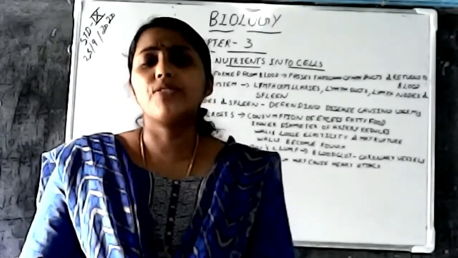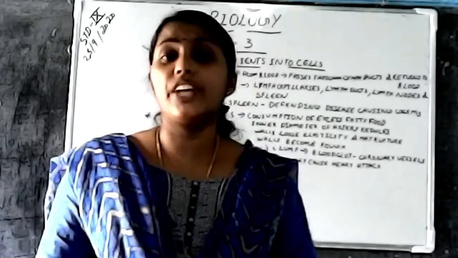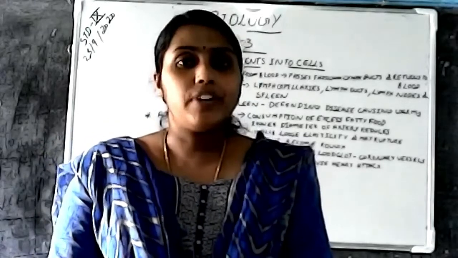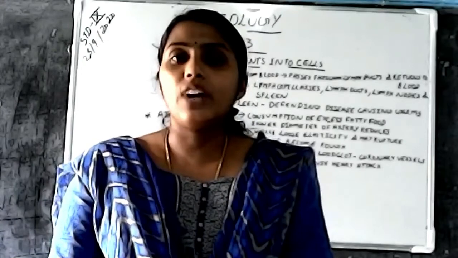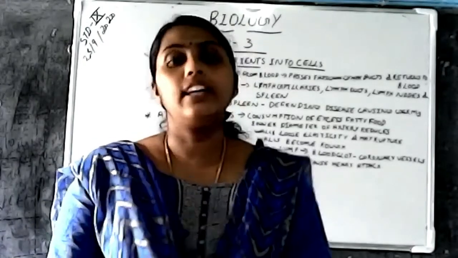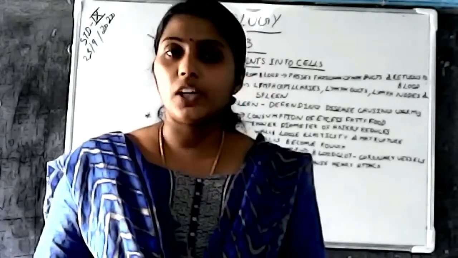Now, in this chapter from the first part onwards we are studying the transport of the blood and the lymph and the circulatory system of human beings. Likewise, how the nutrients and the waste are transported in human beings. It's through the blood, and the lymph also helps in the transportation.